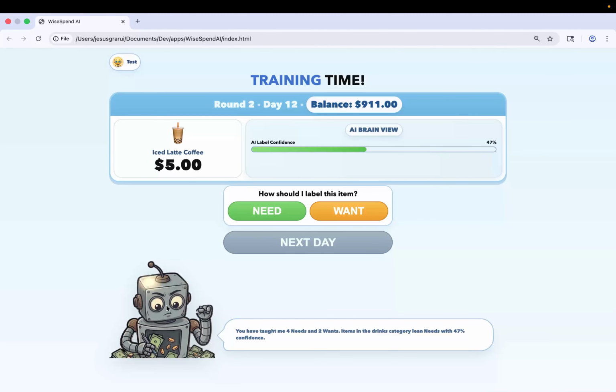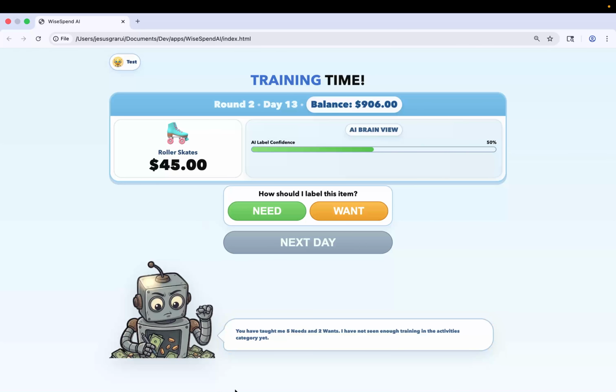Ice latte coffee, let's see what it's thinking. You have taught me 4 needs and 2 wants. Items in the drink category lean needs with 47% confidence. So right now it has 47% confidence and it thinks that the coffee is a need. So we can say it's a need.